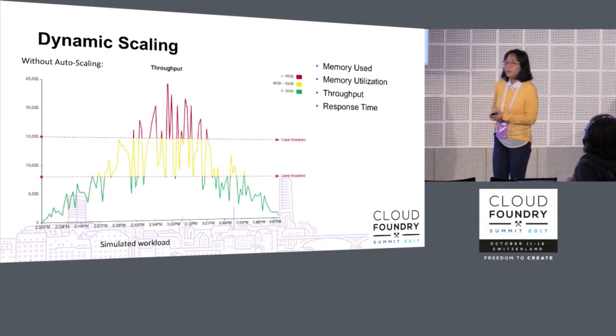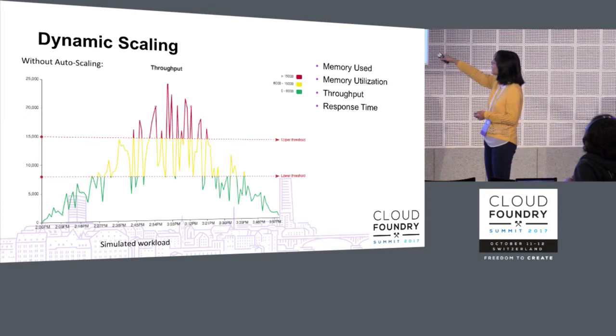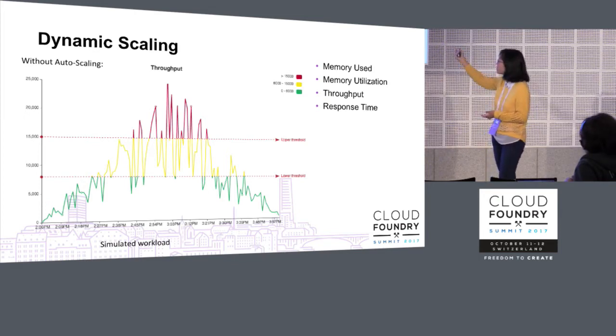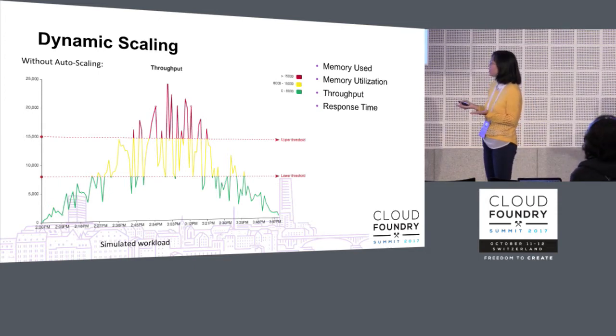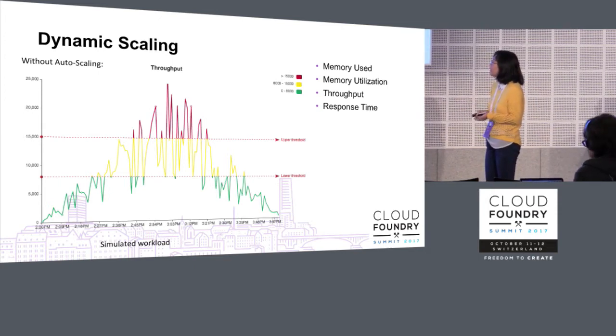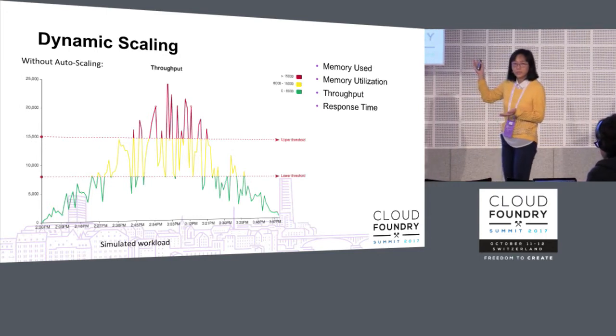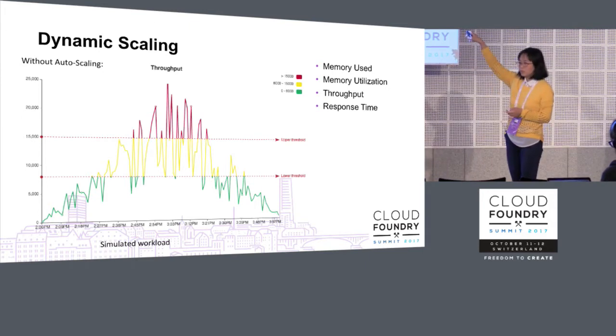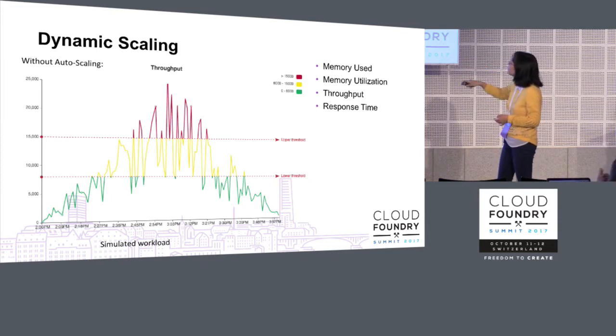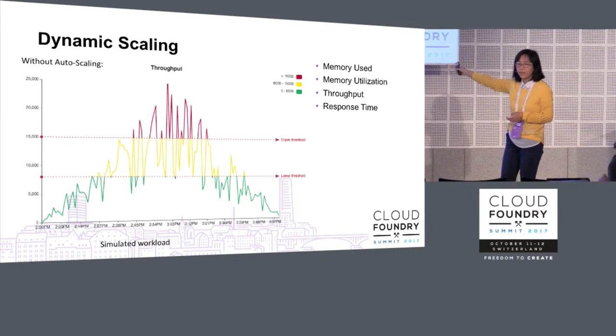According to your understanding of the application, you define two performance benchmarks. One is the upper threshold and the other is the lower threshold. The green area is pretty fine. The yellow area is acceptable. It's normal, we can serve it. And the red area is pretty dangerous, and we hope to add more instances to serve the red area better. And we hope to reduce the instance number when it becomes green again.